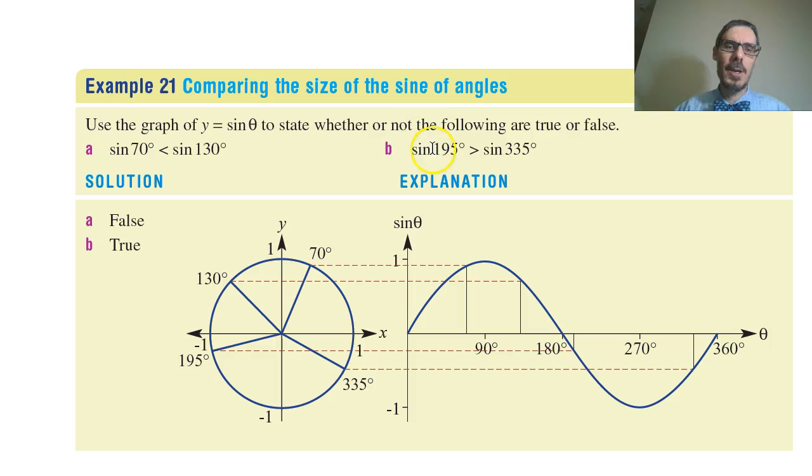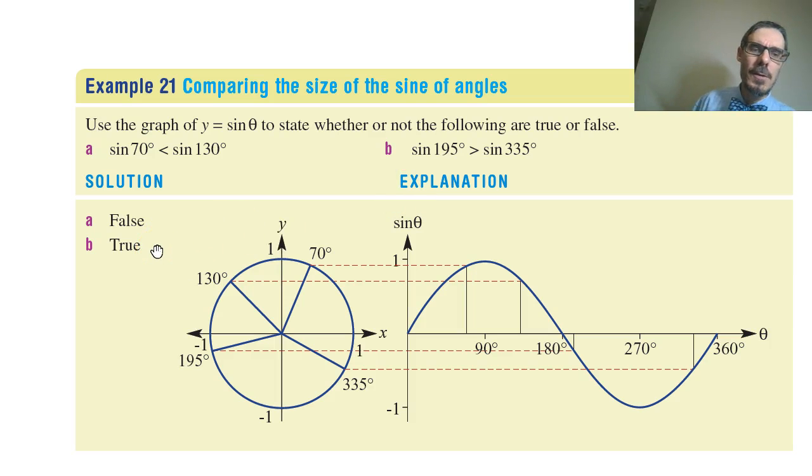The other one says 195 and 335. Well, 195 is here, 335 is here. Oh look, be careful with the negatives, the 195 is closer to 0 but is actually greater, which means this is correct. True.